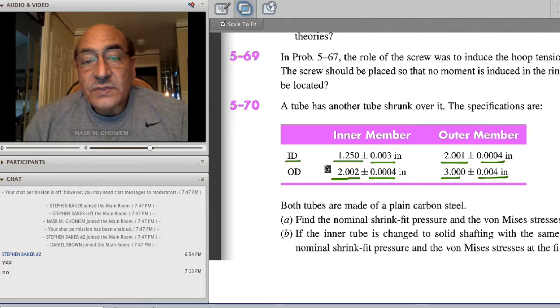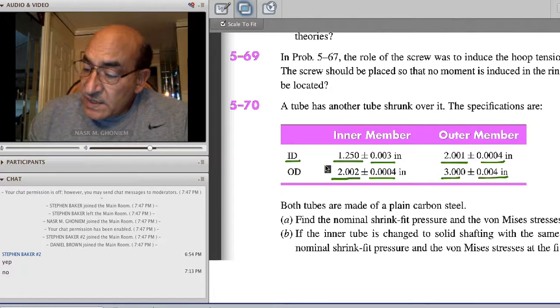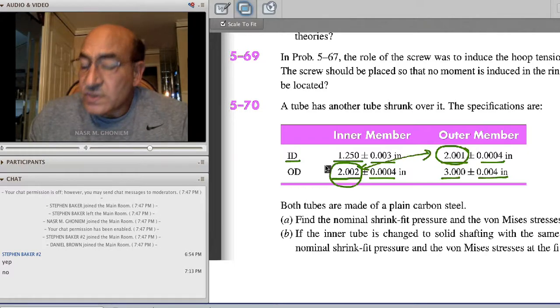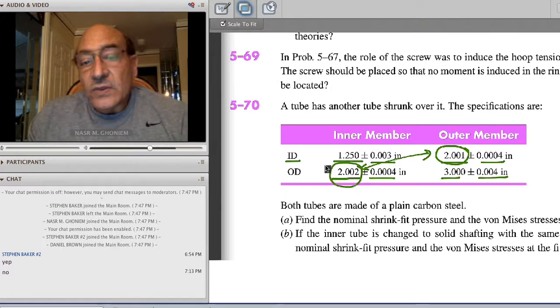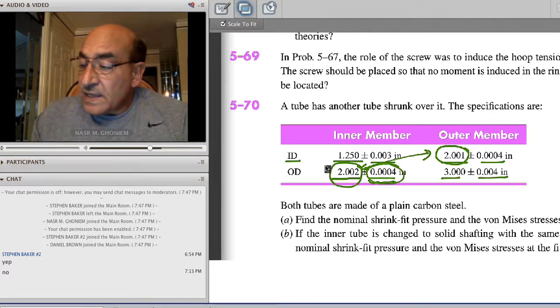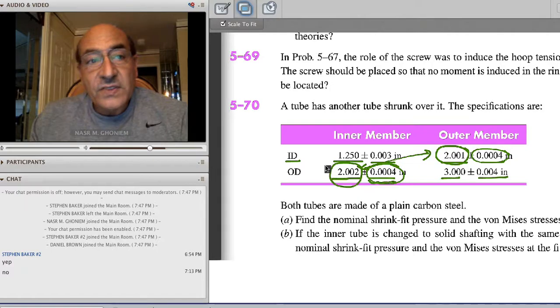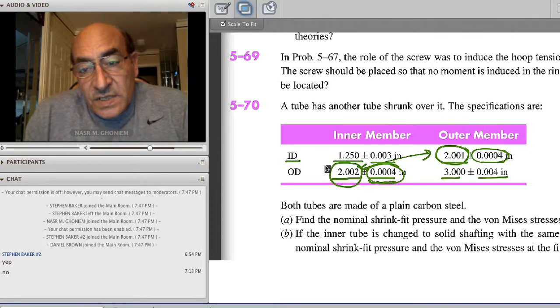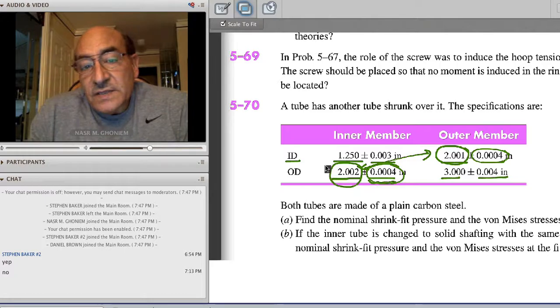Now, if we want to press the inner member inside the outer member, the inner member has an OD of 2.002, and it's not going to fit exactly here. So there's a difference between these two, as you can see here. Not only that, but there's a probability that this OD can be even larger by that amount, because this is the tolerance, and then the inner can be smaller by this amount. So things can be worse. We have a range, basically.